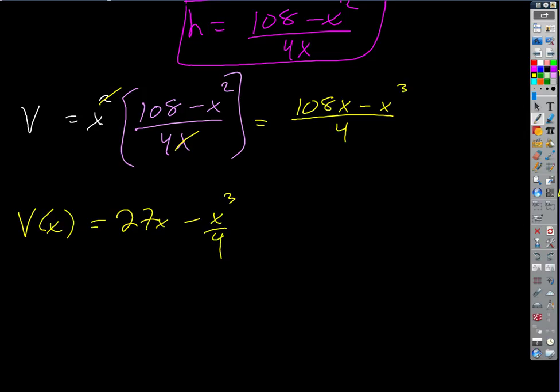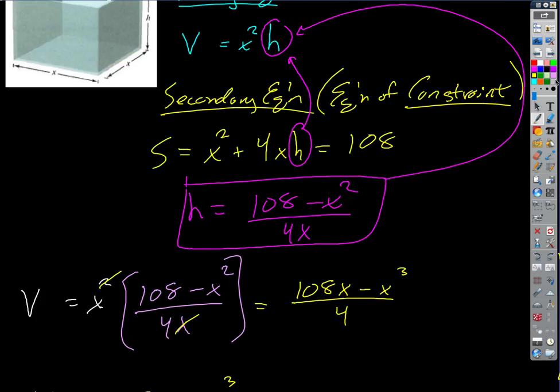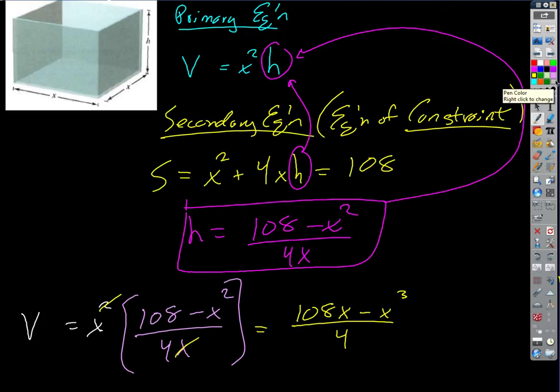The domain of the primary function. Now that we've got it limited down to a single variable, x, what are the values of x that we could use? What values of x would make sense in our domain? Greater than 0. 0 wouldn't really make sense, would it? If it were 0, then h would have to be infinitely high, and that's not going to work well. In fact, if x were 0, the volume would be 0. We're not trying to find a minimum. We're trying to find a maximum, right?